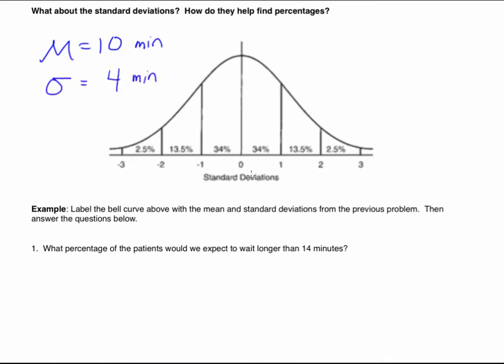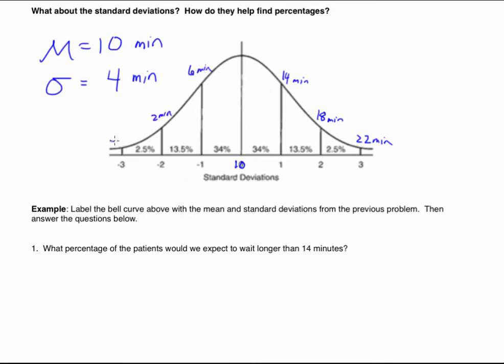So if I wanted to label this particular picture with this information, I know the mean's in the middle, so that's 10. When we are 1 standard deviation away, we are at a value of 14. When we are 2 standard deviations, we are at 18. And at 3 standard deviations, we are at 22. So I'm just labeling, and I can write the minutes in here. I'm labeling the mean, and then if I go to the right side, I'm talking about the positive standard deviations. If I go to the left, if I subtract a standard deviation of 4, I'm at 6 minutes. If I subtract another one, I'm at 2 minutes.